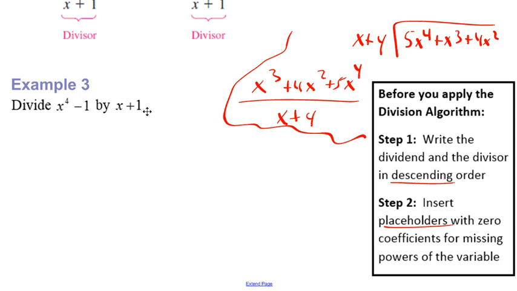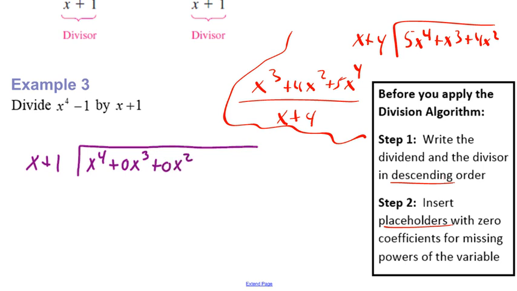All right, so what we want to do here is divide x to the power 4 minus 1 by x plus 1. So I'm going to make sure to insert placeholders with 0 coefficients for the missing powers of the variable. This is what I mean by that. When I write x plus 1 divided by x to the power 4, notice that there's no cube term, square term, or x term. So I'm going to put plus 0x to the power 3 plus 0x squared plus 0x minus 1. Meaning that there should always be a term, or at least a placeholder, for every term of every degree. So if I have a fourth degree, then there should be a third, second, first, and then our constant.